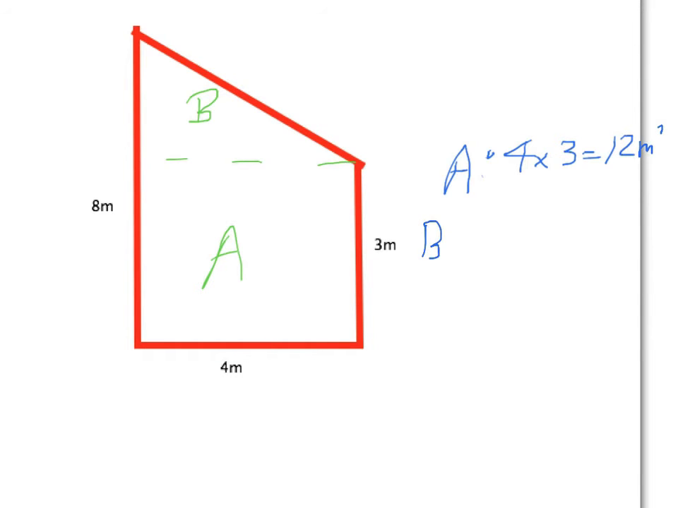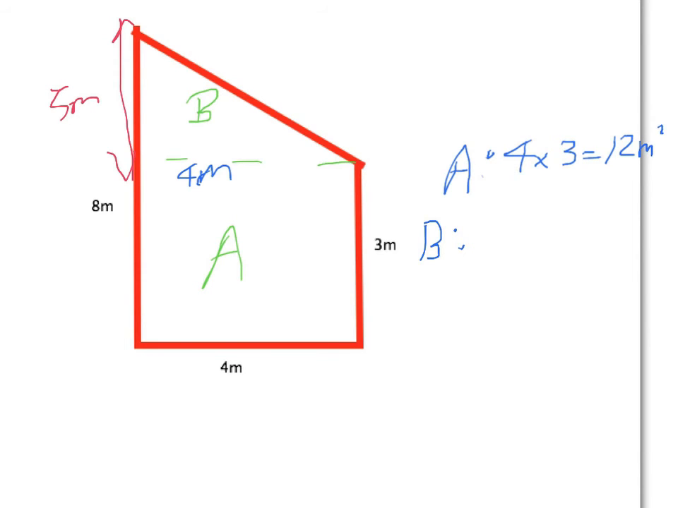Now we look at section B. Now, we know what the base length here is of this triangle because it's the same as the bottom here. So this base is 4 metres. But we don't know what the height of this triangle is. However, we know this whole side is 8 metres. And we know this part is 3. So what do we add to 3 to get to 8? Well, it's 5. So the section between here and here is 5 metres.